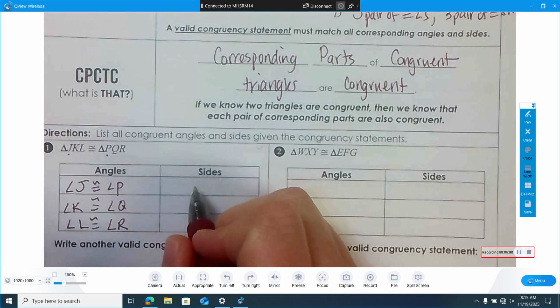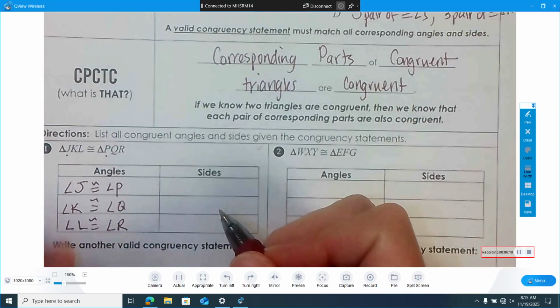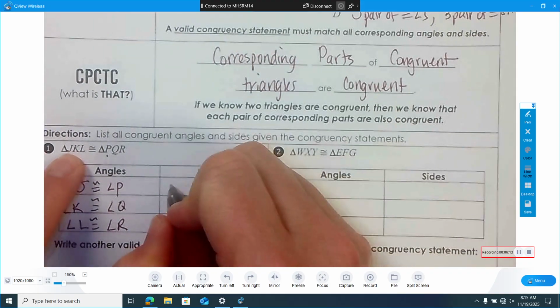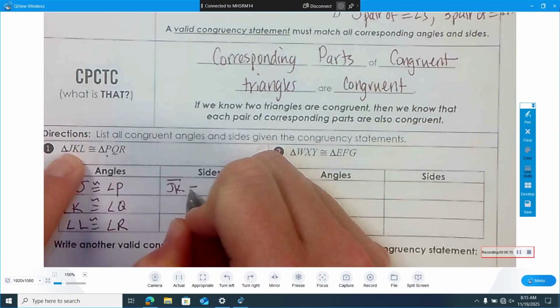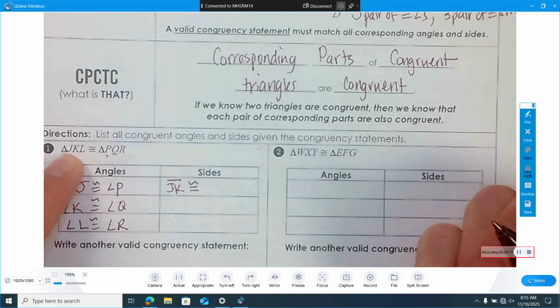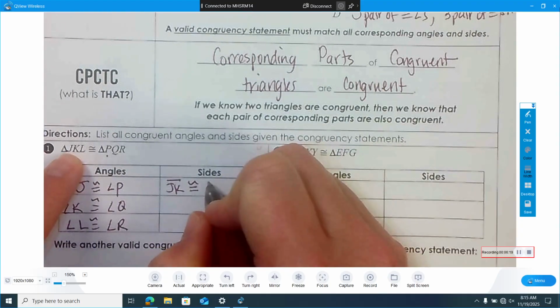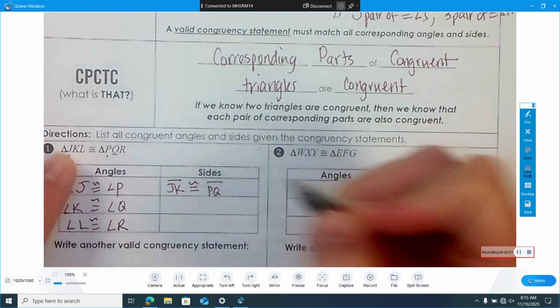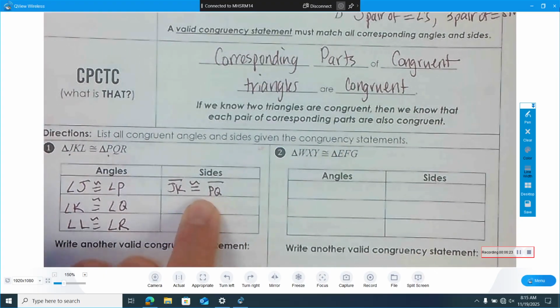We need 2 letters to write the sides, and so I'm going to start with JK. Segment JK is congruent to segment PQ. All right, now, please make note of the notation. Segments can be congruent to each other, so they need the little segment bar on top.